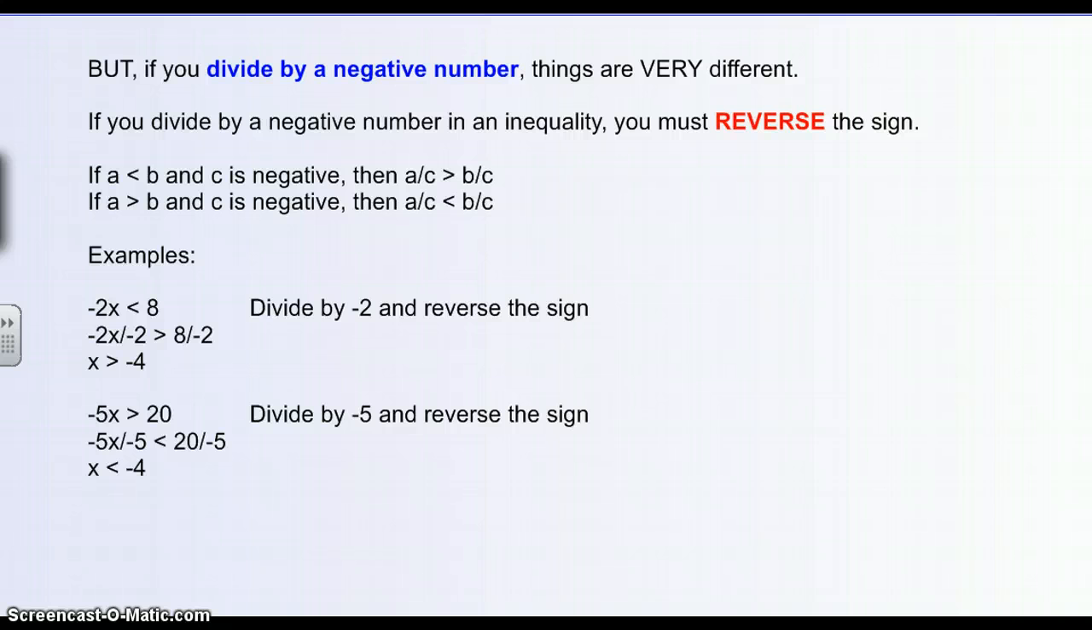In the next example, we start with a greater than sign. Negative 5x is greater than 20. We're going to divide both sides by negative 5 to solve for x. So we have negative 5x divided by negative 5 is less than 20 divided by negative 5. You see, I reverse the sign when I divide by negative 5, so it's now a less than sign. X is then less than negative 4.